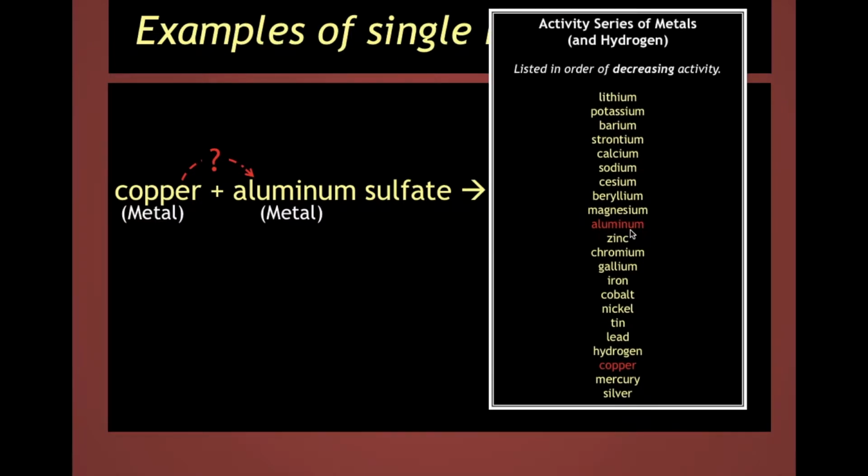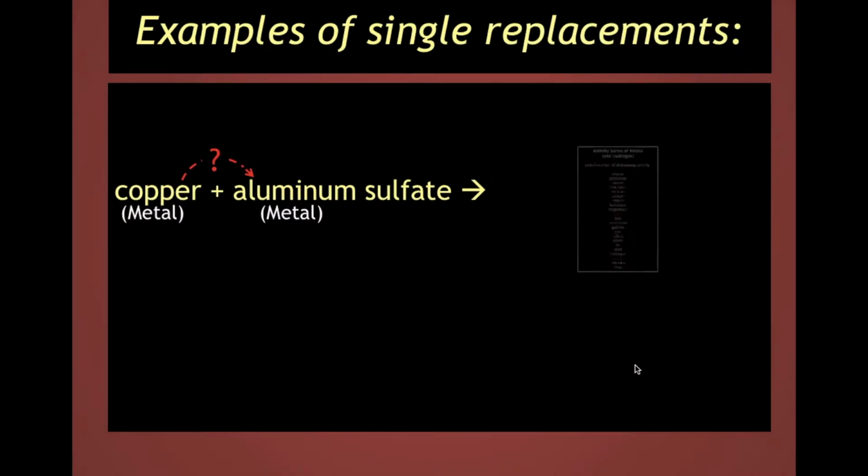So let's look. Aluminum is up here, and copper is down here. So copper is actually pretty low on the reactivity list, so it's probably not going to be able to take the place of aluminum, so no reaction will happen. So if the metal that's thinking about taking the other metal's place to be with the nonmetal is not higher than this one, then it's not going to react.